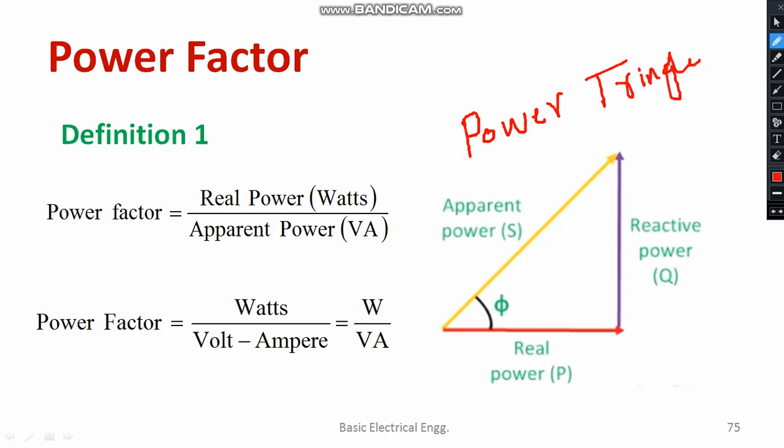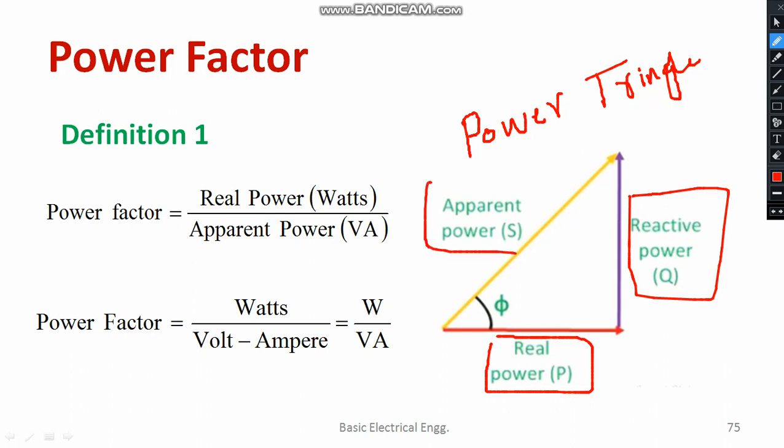What are the sides of the power triangle? This is your real power, the base side. You can call it P, capital letter P or uppercase P. In the height, you can mention it as Q. It is reactive power. In the hypotenuse, you can make out it's the apparent power denoted by the letter S. Definitely it's a right angle triangle.